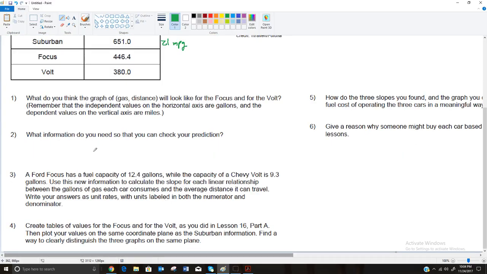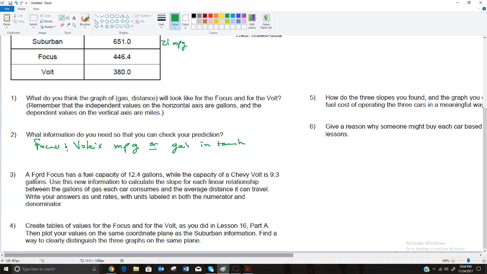So what information do you need so that we can check our prediction? Well, we need to know the Focus and the Volt miles per gallon. Or we need to know how many gallons in a tank. Because if they give us the gallons in the tank, we could figure out the miles per gallon for ourselves. So they either have to give us how many gallons it can go on a tank, or they have to tell us the miles per gallon straight up.